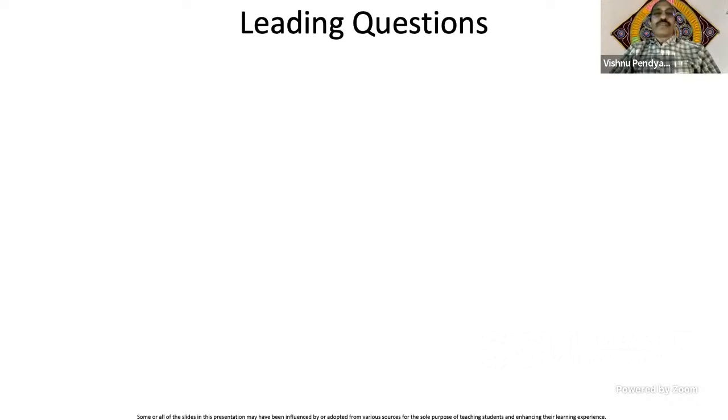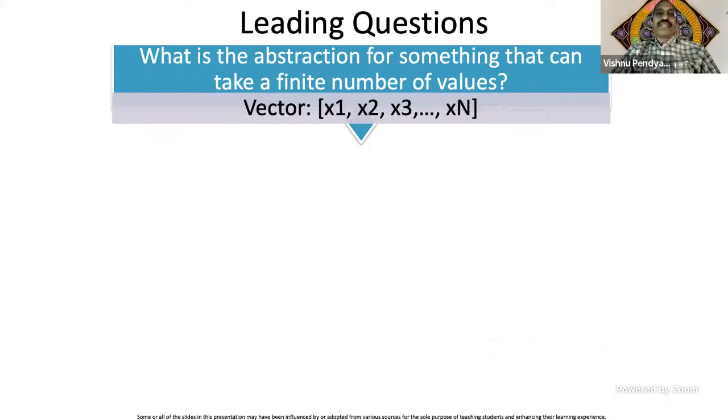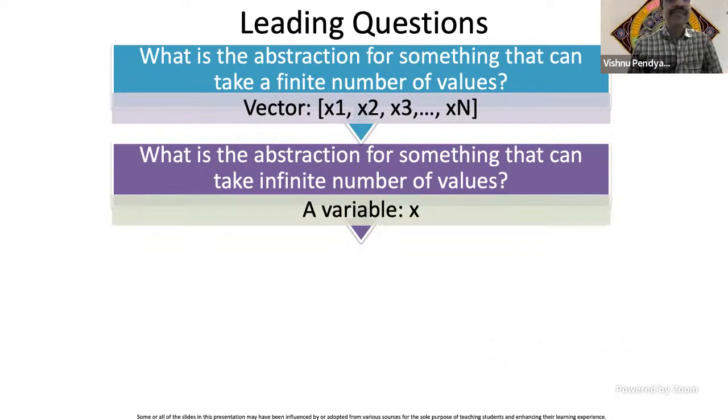So some more questions to ponder. What is the abstraction for something that can take a finite number of values? Something that can take a finite number of values, we all know, is a vector. It will take x1, x2, x3, and so on, where n is finite. Now, what is the abstraction for something that can take an infinite number of values? Just think a little bit. What is the abstraction? It is a variable, right? A variable can take an infinite number of values.